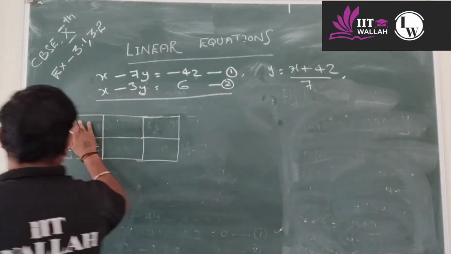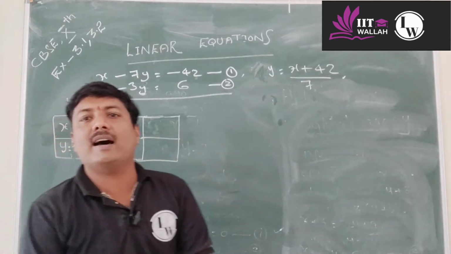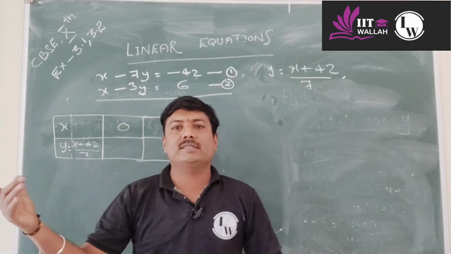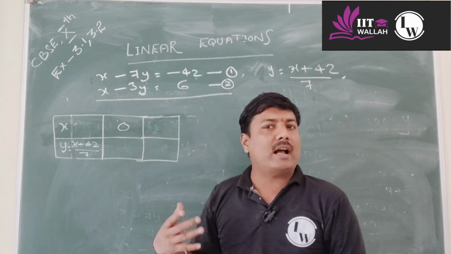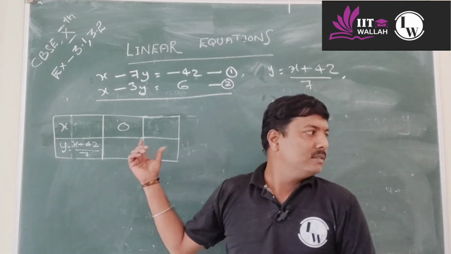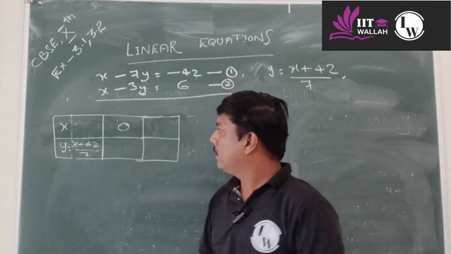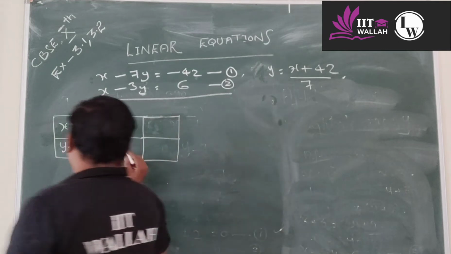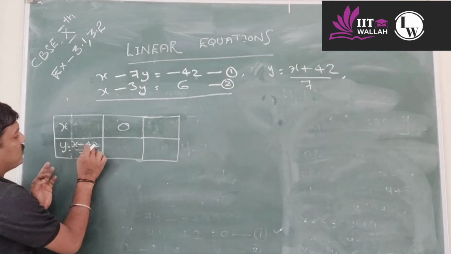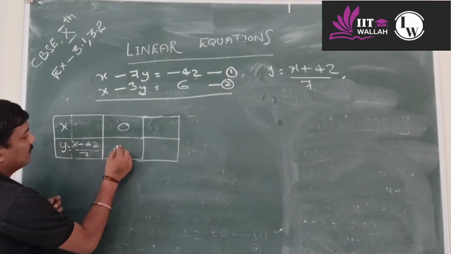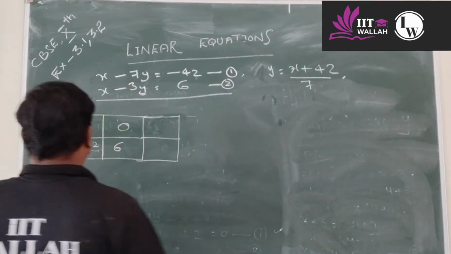So this will be, you take x is equal to 0 first. Always we are taking 0, because if you take 0, it is very easy for calculation. That's why I am taking 0. Okay? And you substitute 0 here, you will get y. 0 plus 42 is 42. 42 by 7, 6. So 1 point we got 0 and 6 here.